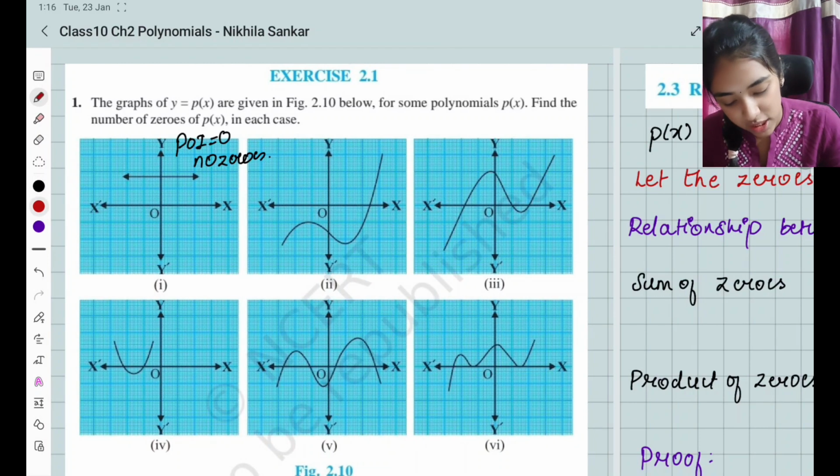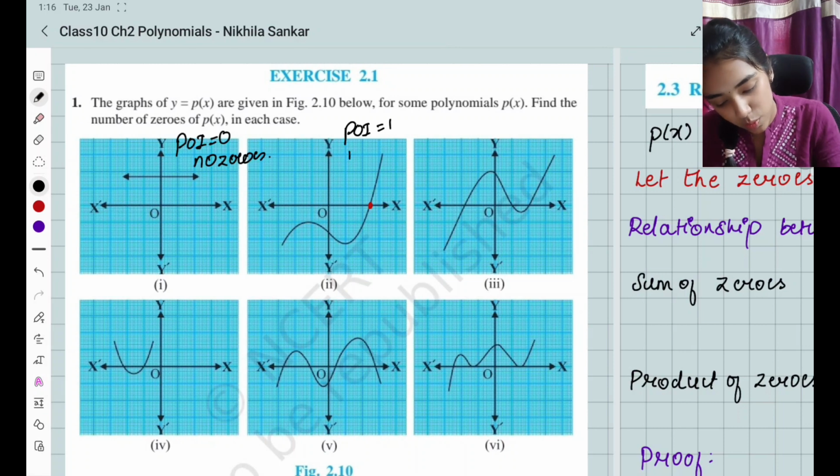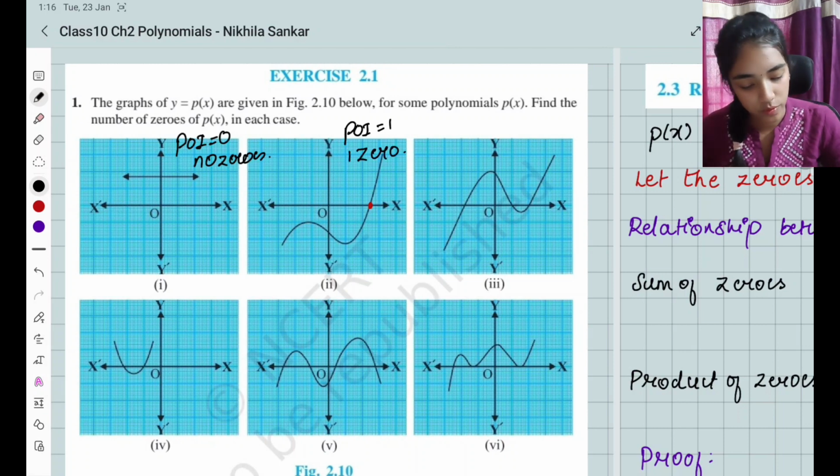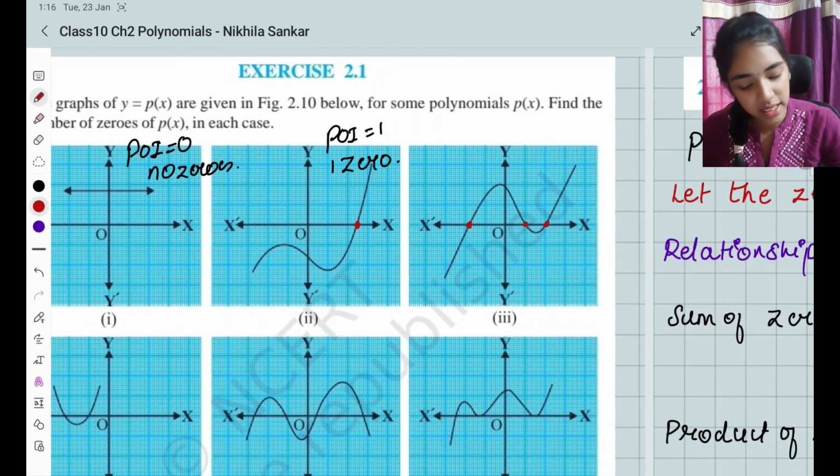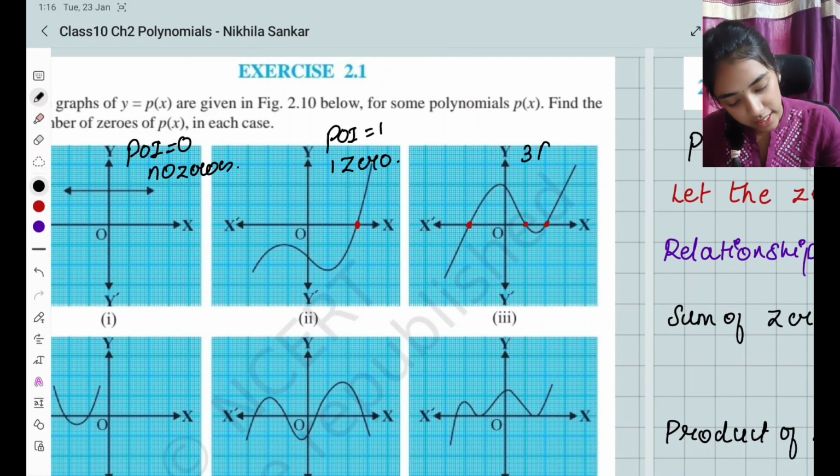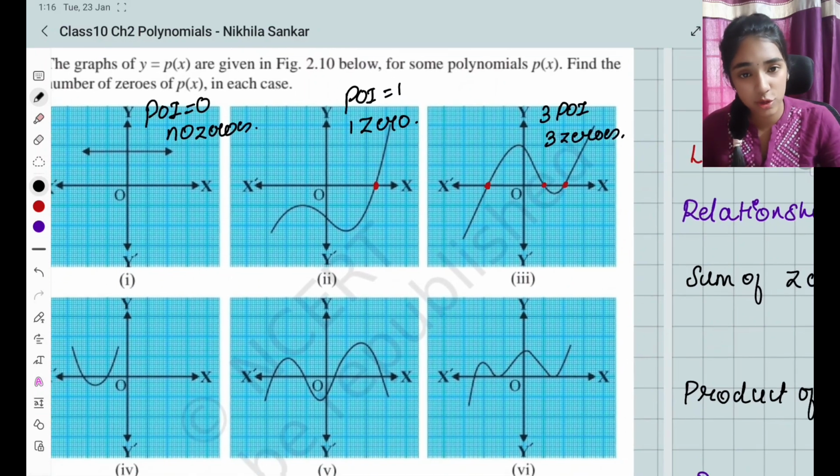In the second question, you have only one point of intersection. So point of intersection equals 1, so you have 1 zero. Okay, but in the next case I have 1, 2, 3, three points of intersection. So you have 3 points of intersection, so I have 3 zeros. What are zeros? They are going to be the solutions.